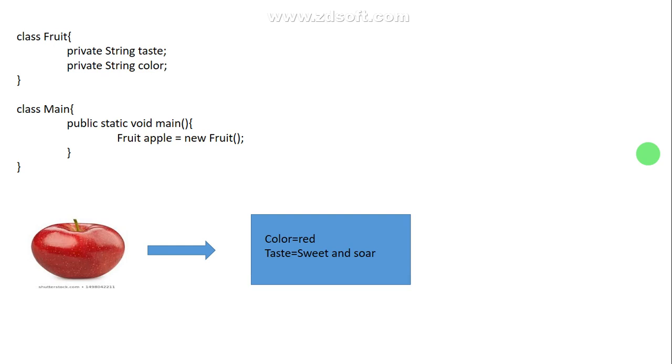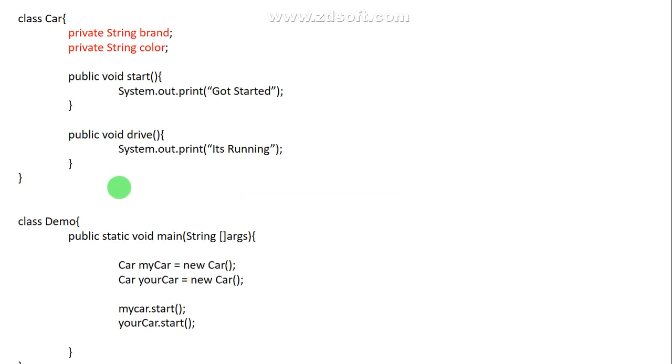Let's take a programming example with our real world example. Okay, so I have created a class here which is fruit. Fruit has a taste, definitely. Fruit has a color, definitely. So I have created an object of fruit, and I'm calling this object apple. So apple has taste and apple has color. That becomes pretty easy to relate with the world using object-oriented programming concepts.